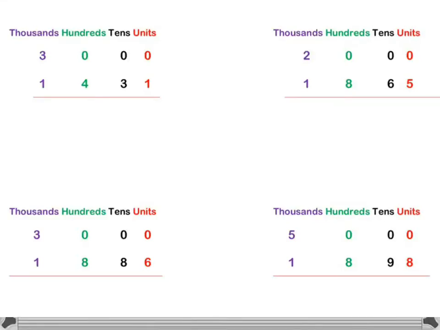Right, let's look at how we're going to borrow over many zeros. In our first sum, we're going to look at this one here, and we always start with units. 0 can't minus 1. We still can't fetch next door because there's only a 0. We still can't fetch there either because there's still only a 0. The only place we can fetch is in the thousands column. So we're going to take away from this 3 and we're going to make it a 2.